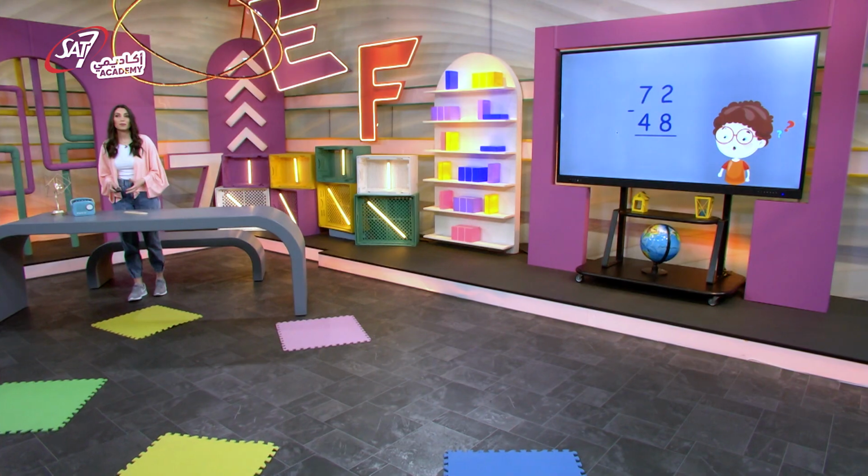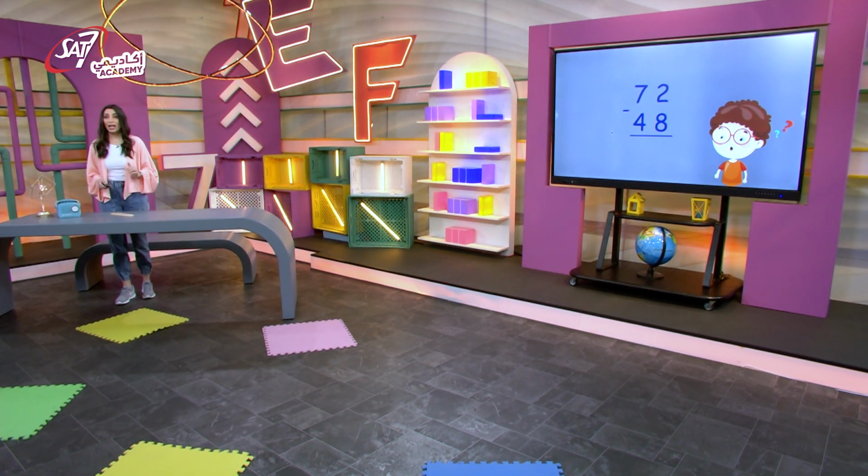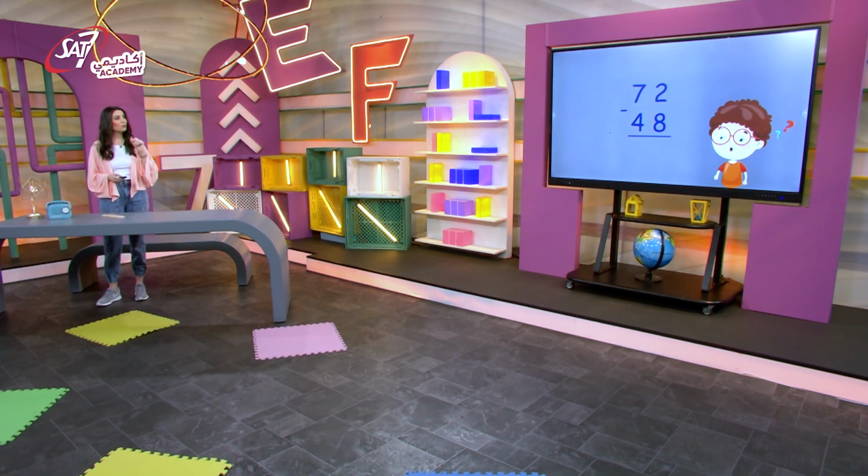But what if this number was a digit within another greater number? Here, we should subtract 2 minus 8, then 7 minus 4 to find the final answer. 2 minus 8. Imagine going to a store and asking for 8 candies. But the store has only 2 candies left. Can you take 8 candies from there? No. We cannot subtract 8 from 2.